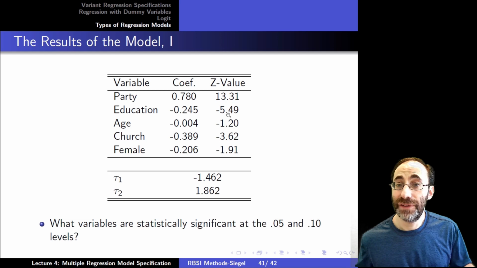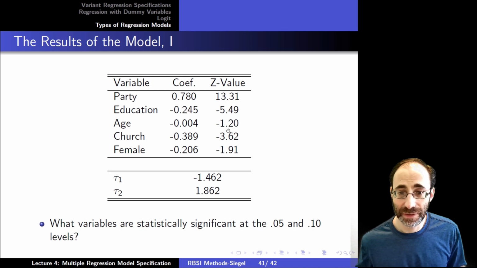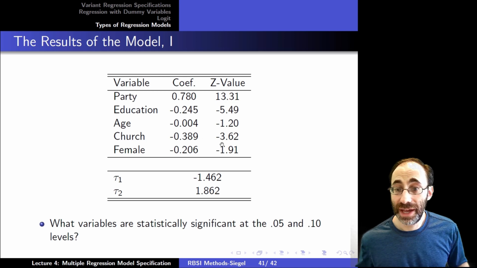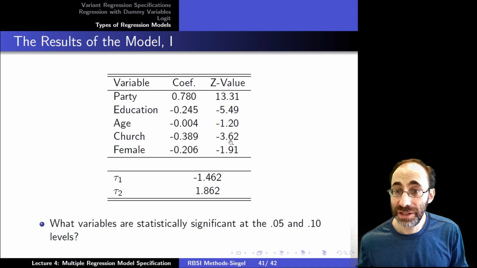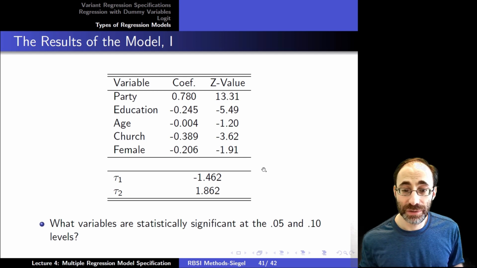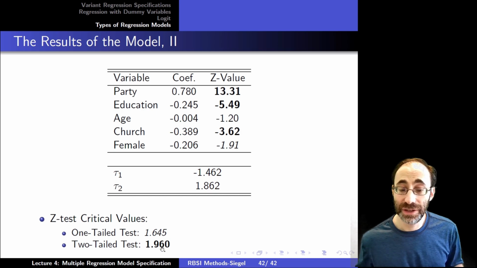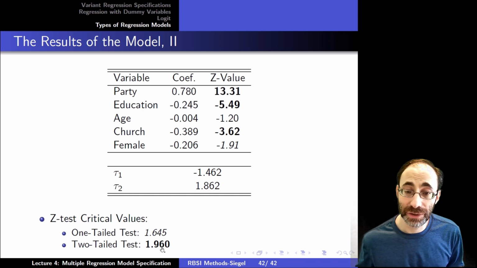Education has a z-value of 5, which also means it should be significant at both levels. Age has a z-value of 1.2, so probably not significant. We'll compare in a second. Church going has a value of 3.6, so probably significant. And female here, the gender variable, has a significance of 1.9, so that's going to be borderline. So to remind you, the one-tailed test critical value is 1.645, the two-tailed is 1.96.